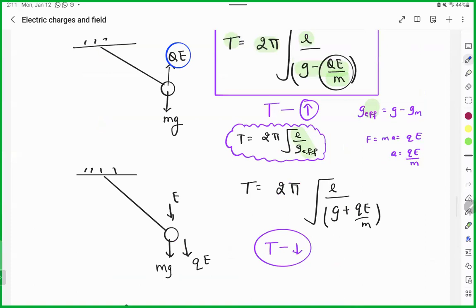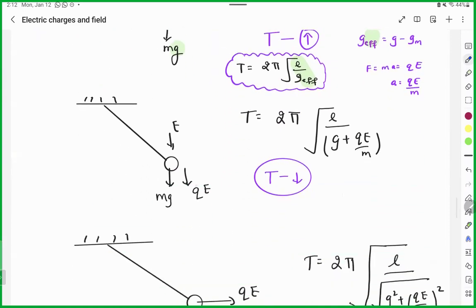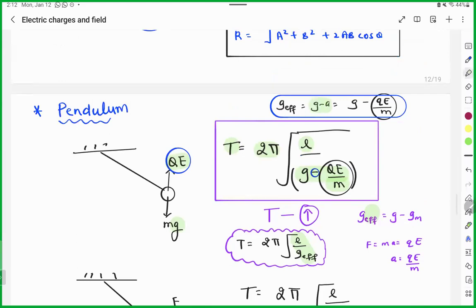What is happening in the first situation? Mg, basically G, and this part are acting opposite to each other. That's why you have a minus sign here. Second, if the electric field and force are both acting in the downward direction, in this case your G effective will be G plus A. That is the biggest difference. Here both are in the same direction, that's why G plus A. Here both are in opposite directions, that's why G minus A.